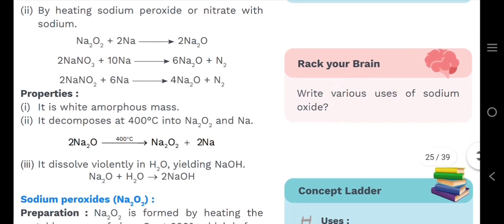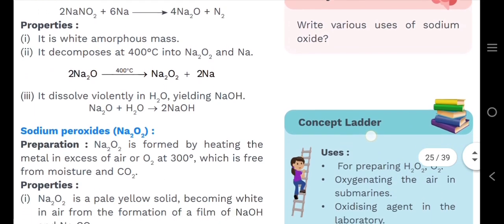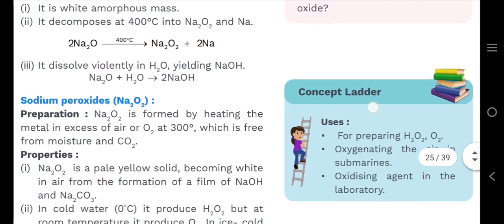Properties of sodium oxide. It is a white amorphous mass. It decomposes at 400 degrees Celsius into Na2O2 and Na. It dissolves violently in H2O yielding NaOH. The reaction is Na2O plus H2O gives 2NaOH.